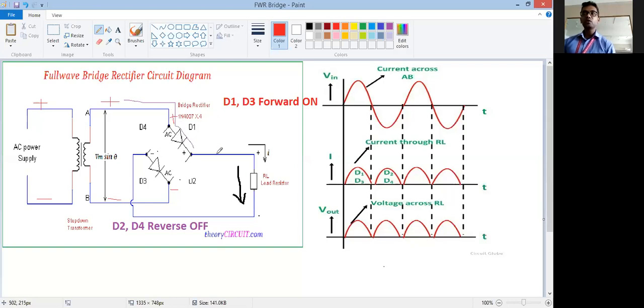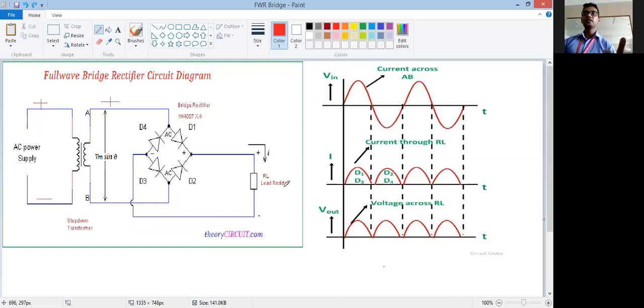So current will flow in this way. See, I have removed D2 and D4, so they are not present in the circuit. So current will flow through D1, then through RL, then through this D3, and then towards the negative terminal. So obviously the current flows in this direction. Okay, so current is positive. Current is positive. I hope there is no doubt now. So again, we'll check the negative half cycle.